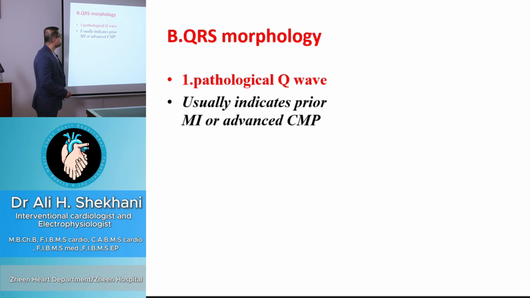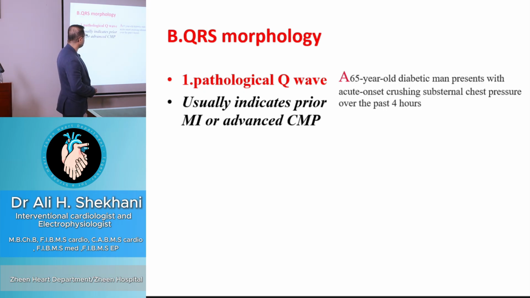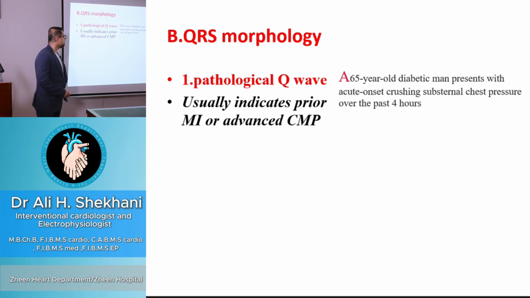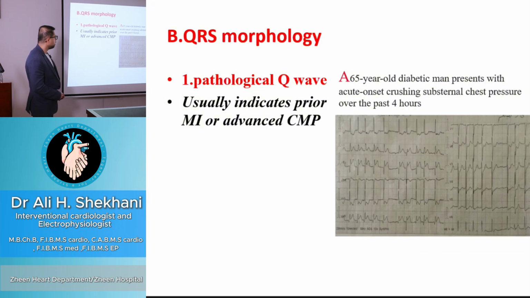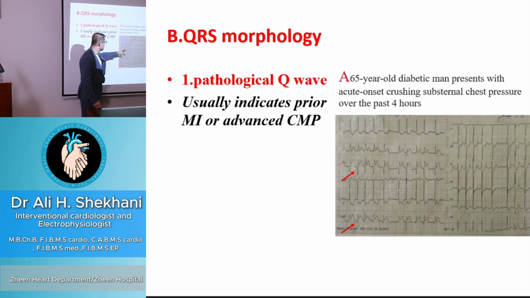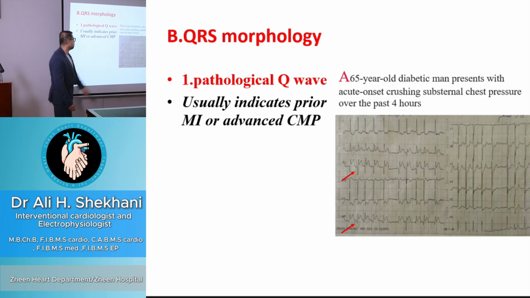We have the pathological Q wave. What is the definition of a pathological Q wave? Usually, a pathological Q wave occurs when there is scar or advanced cardiomyopathy. Let me share this patient with you: a 65-year-old diabetic man presented with acute onset crushing substernal chest pain. And this is the ECG of the patient. You can appreciate there is a deep Q wave in the inferior leads and there is ST segment elevation. So this is the pathological Q wave.